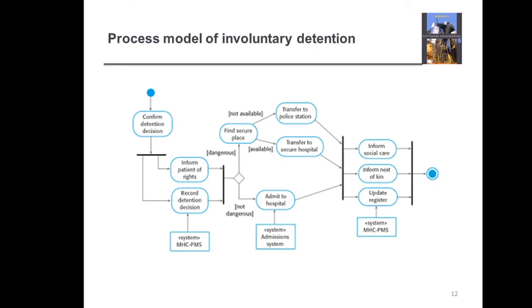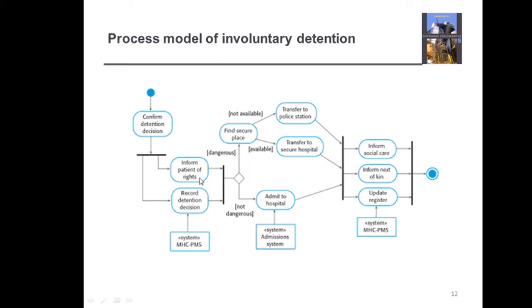So let's start with the process. See, the first process will be confirm detention decision. Once you have confirmed that you have to detain that person, what will we do next? See, so you're confirmed with this. Now there are two sets of activities. First of all, inform patient of rights.